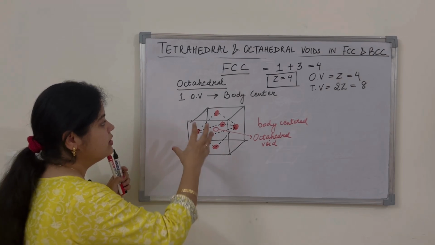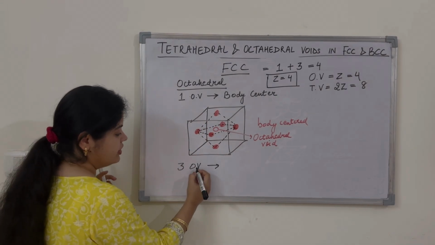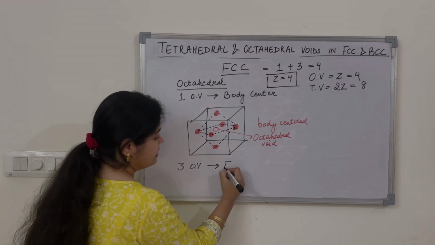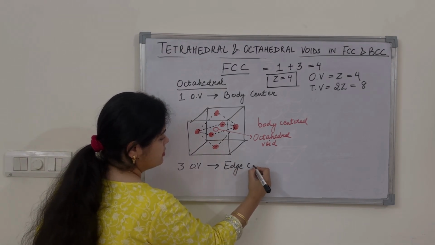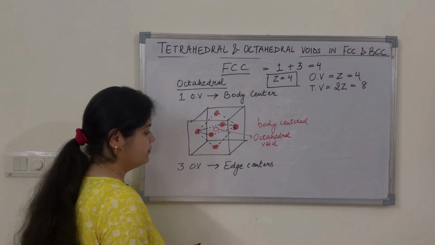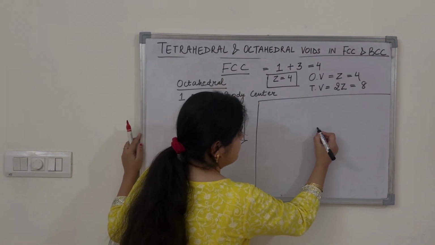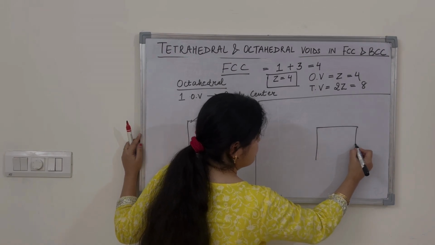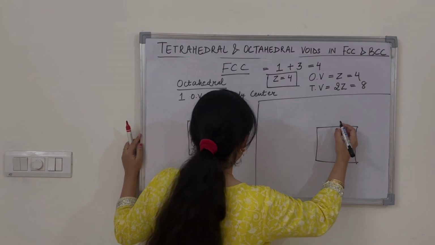Now we come to the other 3. The other 3 octahedral voids are located at the edge centers. Now we will see how. To understand this, we'll draw the face-centered cubic structure again.